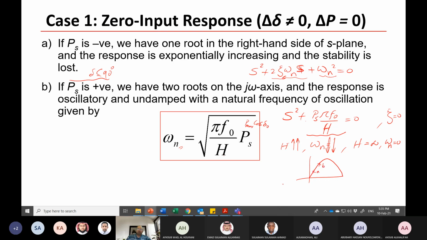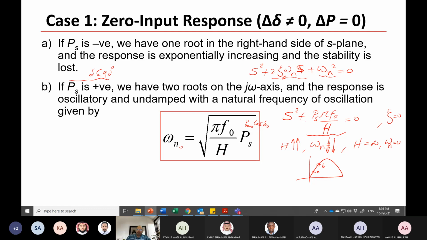which one will give you higher oscillation? What do you think? Yes, Ahmed Suleiman? Yes, Doctor. Point B.